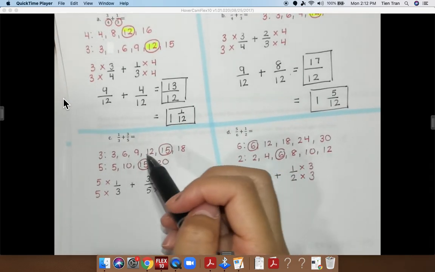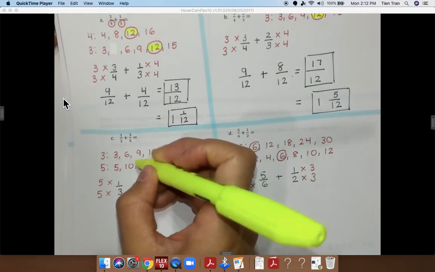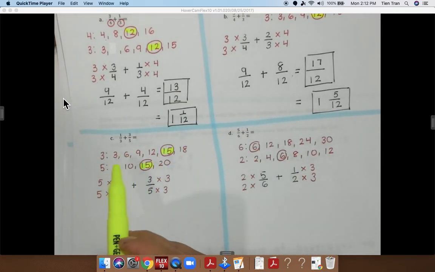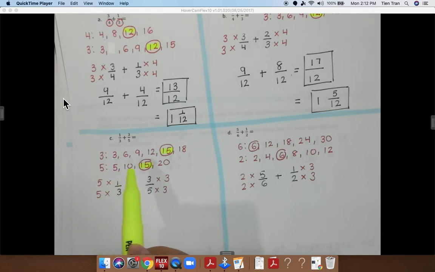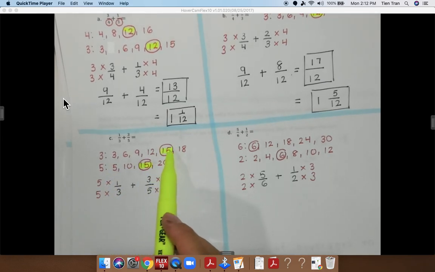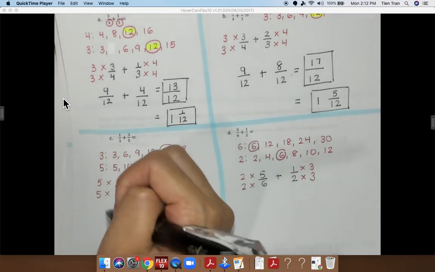I know that I need to change my common denominator to something that is the same for both 3 and 5. For 3, I'm skip counting 3, 6, 9, 12, 15, 18. For 5, I'm skip counting 5, 10, 15, 20. So I notice that 15 is my common denominator. So I'm going to multiply my bottom number, the denominator, to get the same common denominator for both ones.